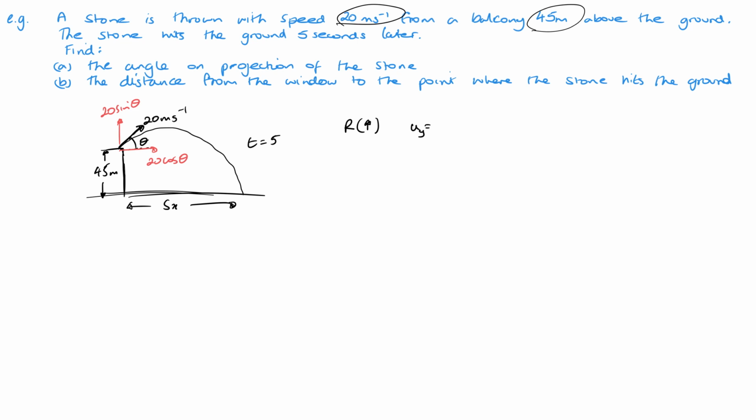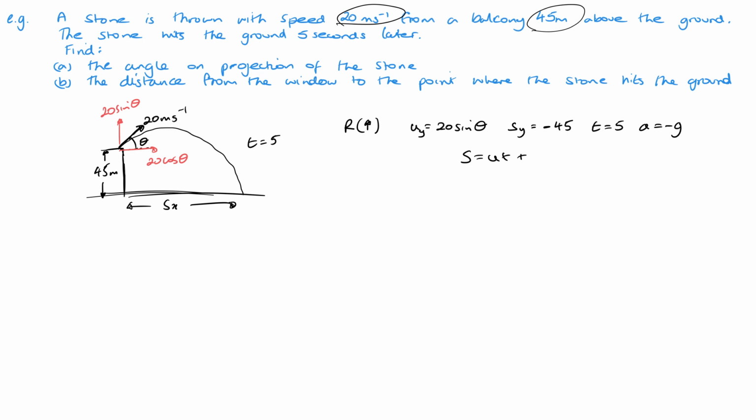So u_y will be 20 sin θ. The distance, s_y, is going to be −45 as we're going to drop down 45 meters. Our time is going to be 5 seconds, and our acceleration is going to be −g. So it looks like we have four values and no unknowns, but the unknown here is theta. s, u, a, and t.